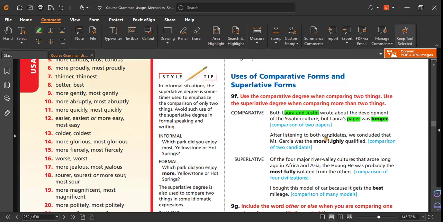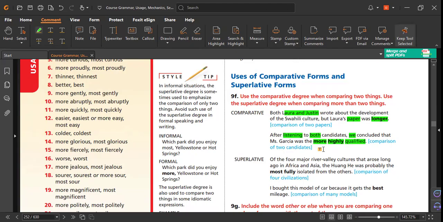Again, after listening to both candidates, we concluded that Ms. Karsha was the more highly qualified, because we compare between two. So "more" for two, and after "more", we need "highly". Why "highly"? Because it modifies "qualified". I don't say "the more high", because "high" is an adjective, but here we need an adverb to modify the adjective. But can't I say "was more qualified"? Yes, of course. But can I say "the most"? No, because we compare between two.